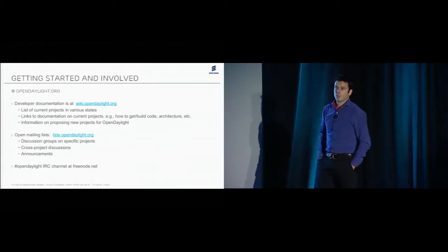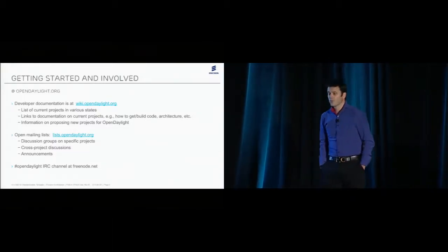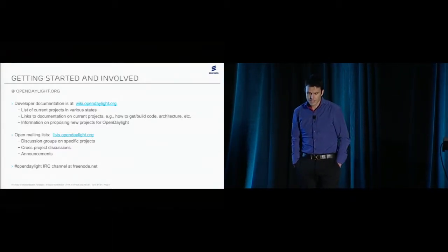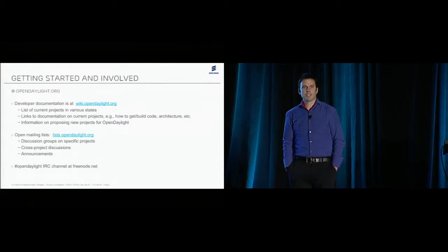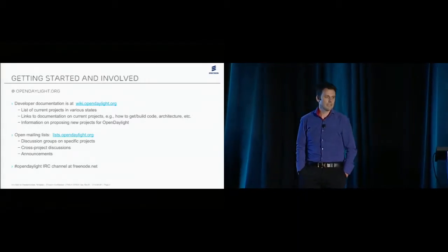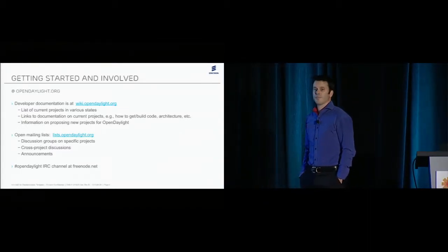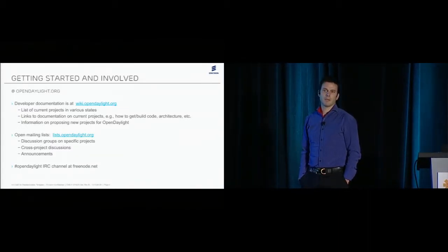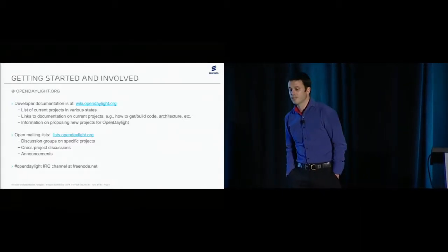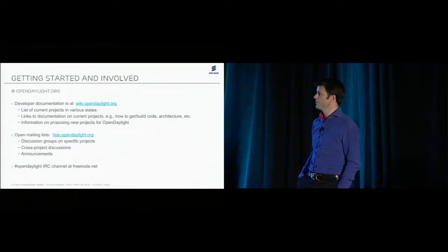Okay, so if you go to opendaylight.org, this is what you learn about getting started. Developer documentation is on the wiki site. It has lists of all the current projects and their various states. What you'll find is that most projects are in a more advanced state than they are documented, and that pretty much remains true of the projects for their entire life cycle. Everything is done in source code, and the best way to learn what's going on is to jump on IRC or get in touch with some of the people involved.